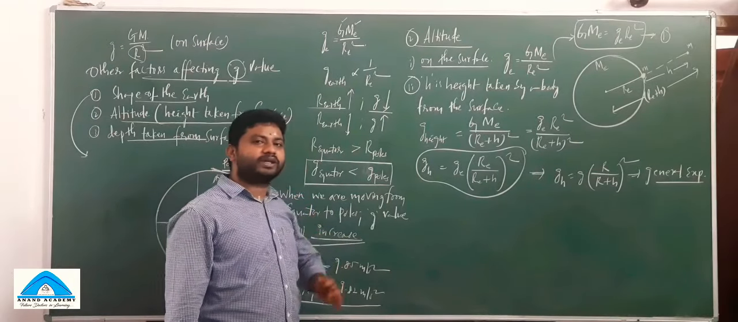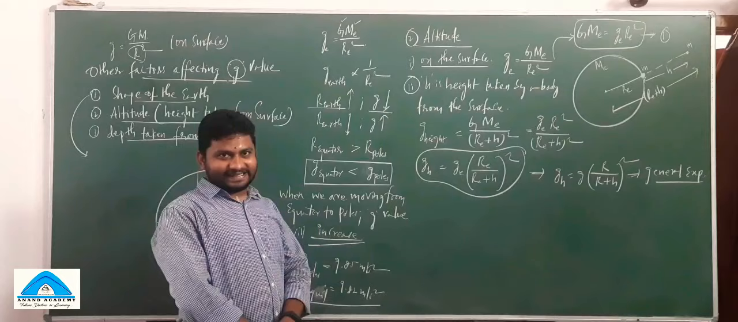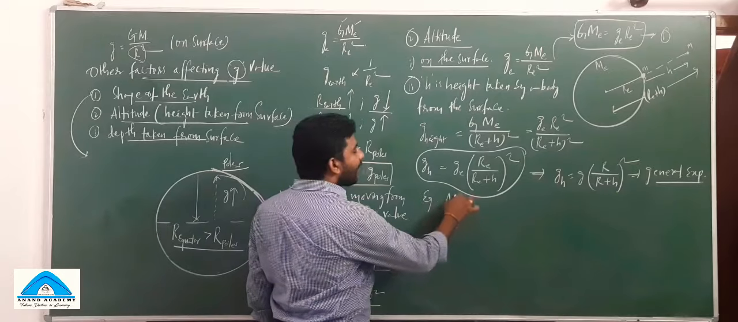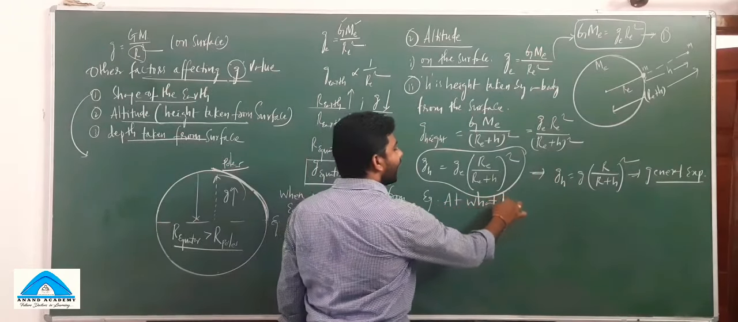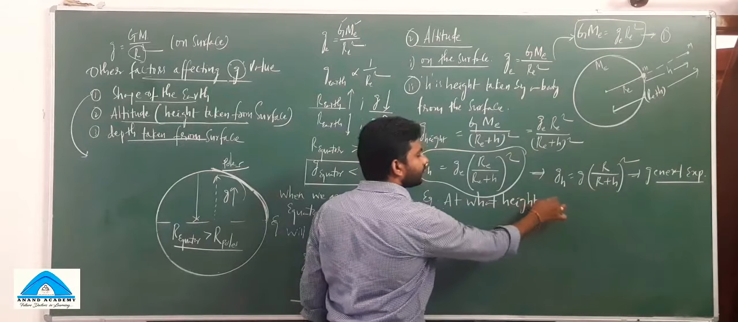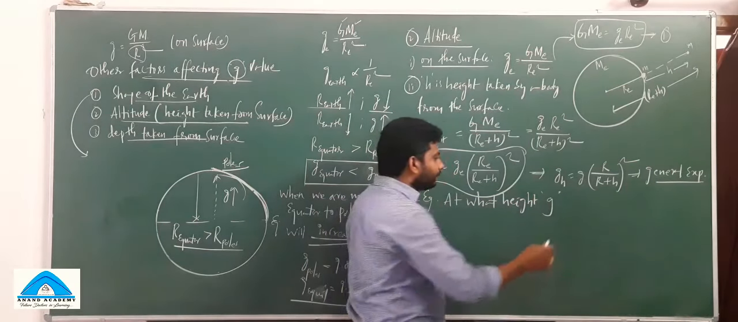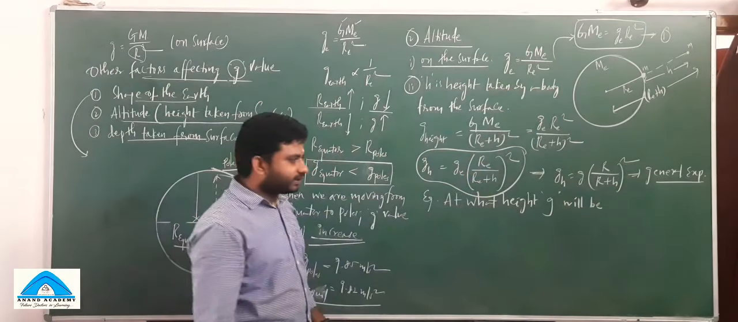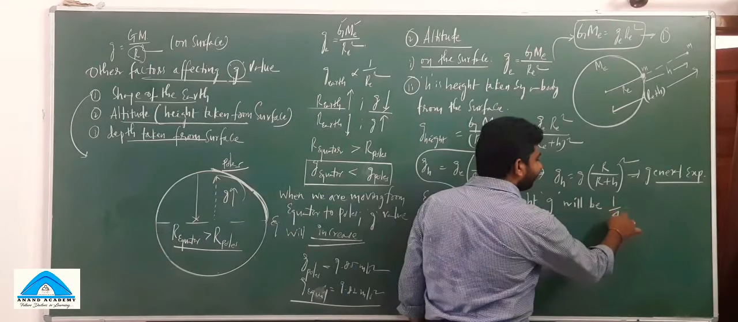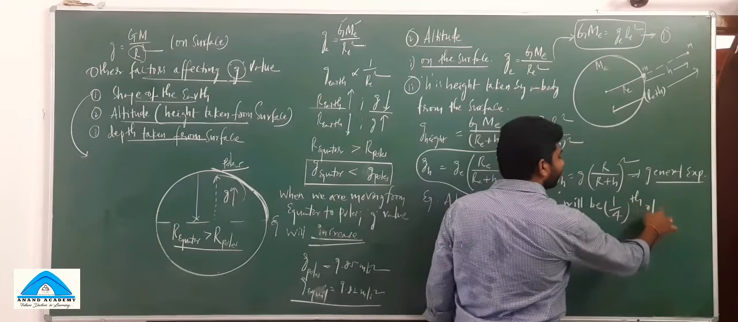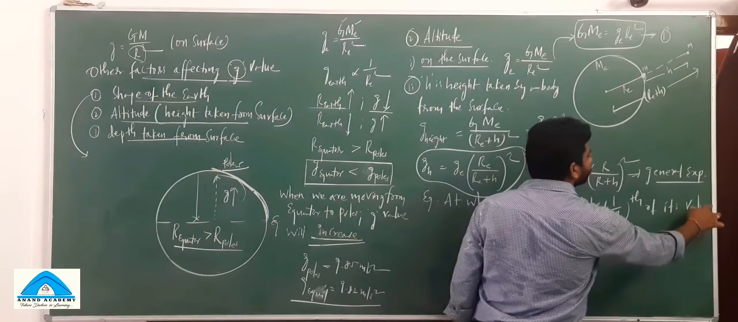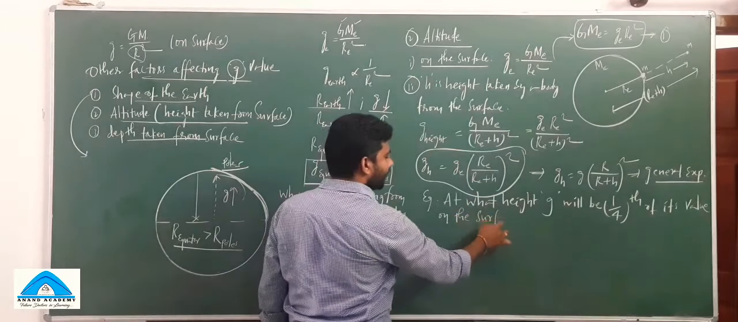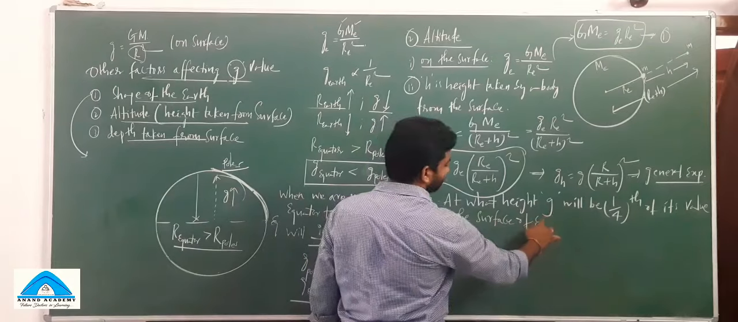Let's see the important point here. How the questions will be asked in this case. Right? Let's see an example question. A simple example question I am writing here: at what height will the acceleration due to gravity be 1/4 of its value on the surface of the earth?